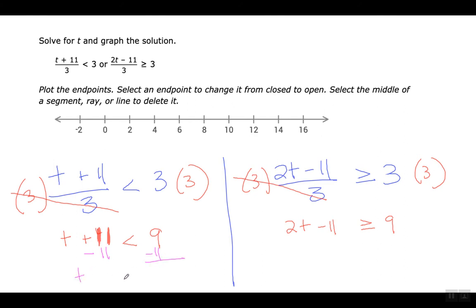So t less than negative 2. Over here, I still got 2 steps to do.